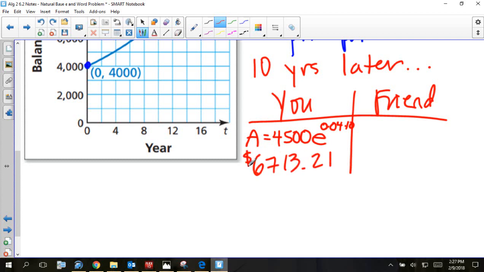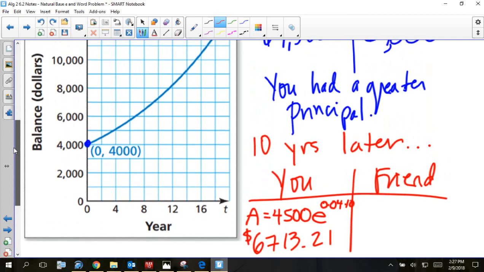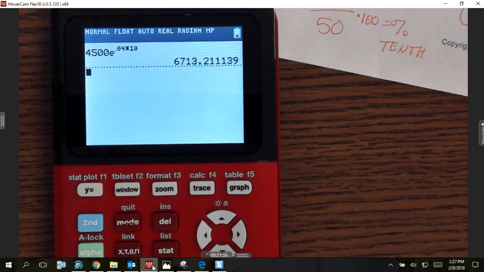How are we going to get your friend? Because we don't know their rate. How did I do what? The equation. 4,500 multiplied by e to the, and then in the exponent I put 0.04 times 10. Got it?